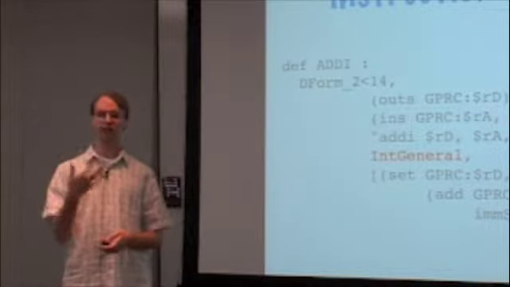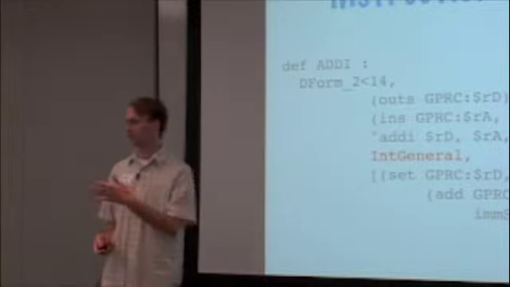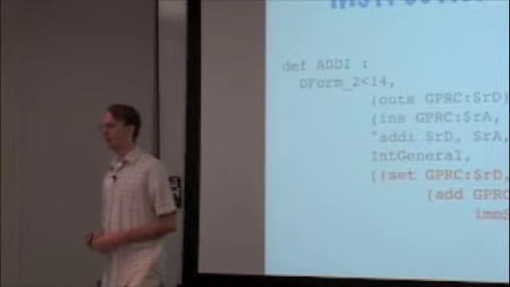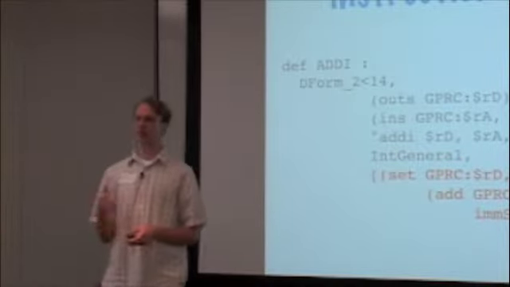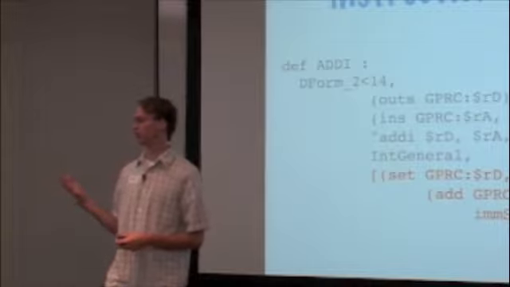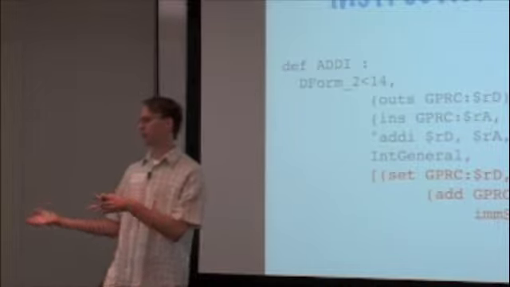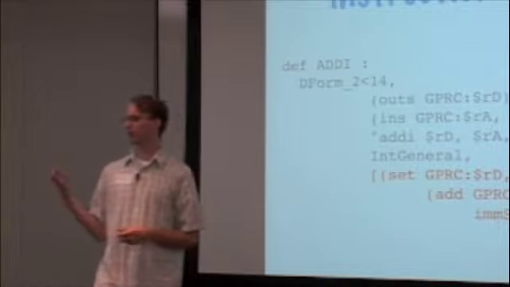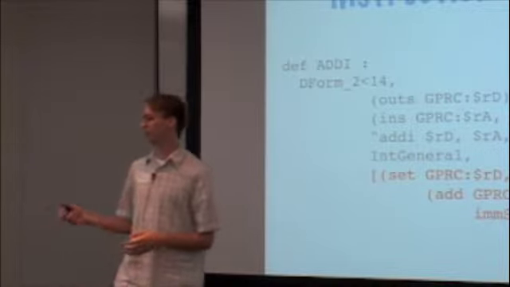In this file, we can also have scheduling class information. So this is in the int general scheduling class. And then finally, we have a pattern to match. This is at the heart of how instruction selection works. It actually matches this sort of pseudo Lisp-like syntax with a tree in the DAG, and it will match it into this instruction.